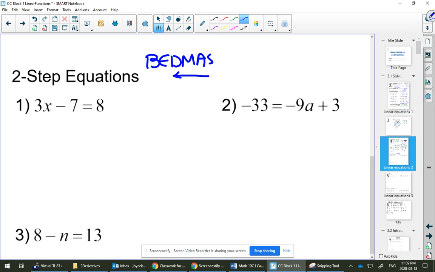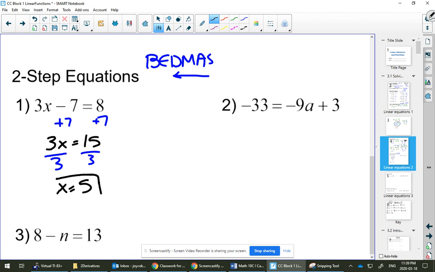So I know that my steps are add 7 and divide by 3, but it's still important until you're really comfortable with the math to actually do those operations. So I'm going to add 7 to both sides, and that's going to give me 3x equals 15. I need to get x by itself. Right now it's being multiplied by 3, so divide by 3, and I'm going to get x equals 5.